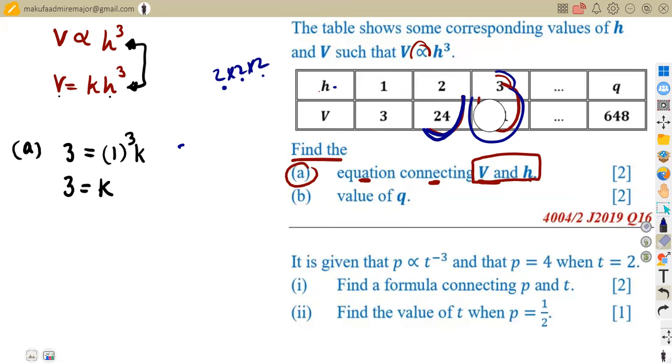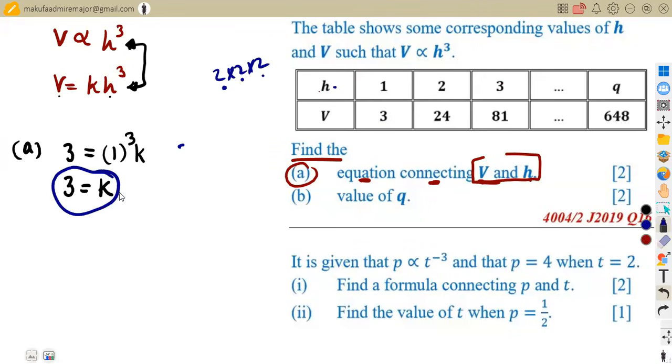All right, so obtaining this value of k, we are going to substitute back now, because this is not our question. Our question is to find the equation which connects v and h. So we are going to substitute the k into the equation. So v is equal to 3h to the exponent of 3. This is the formula that is going to connect these two variables, v and h.